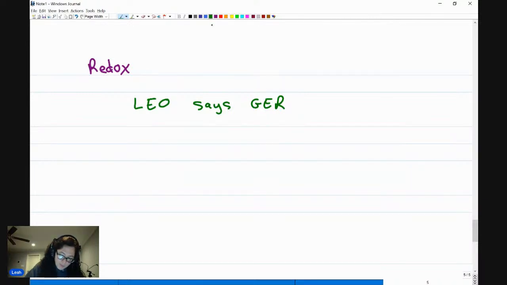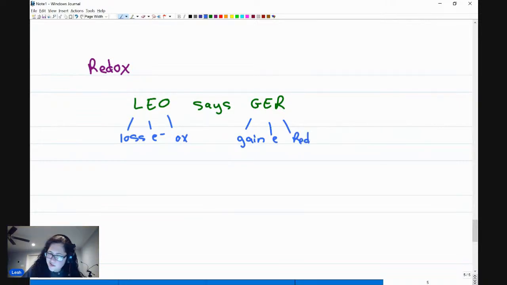So Leo the lion says grrr tells me that loss of electrons is oxidation, and a gain of electrons is reduction. Now, if you're looking at this thinking, wait, this is organic chemistry class, why are we looking at electrons? We're supposed to be looking at atoms. It does not appear to be that helpful until you remember that an electron plus a proton is a hydrogen atom.